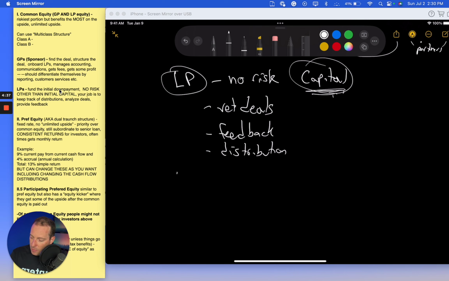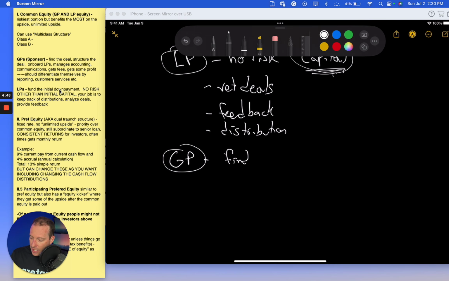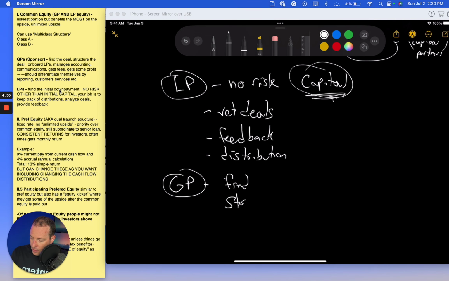What's the role of the GP, aka the sponsor, aka Lantern Light Capital? Although we've been LPs in deals before, they got to find the deal, structure it, underwrite the deal. We do get the fees, right? We get some fees, and then we also get profit.